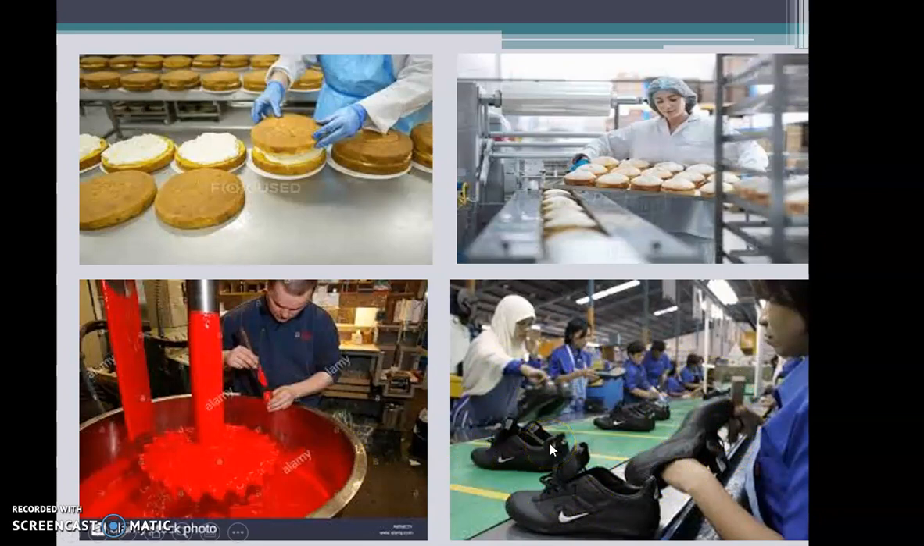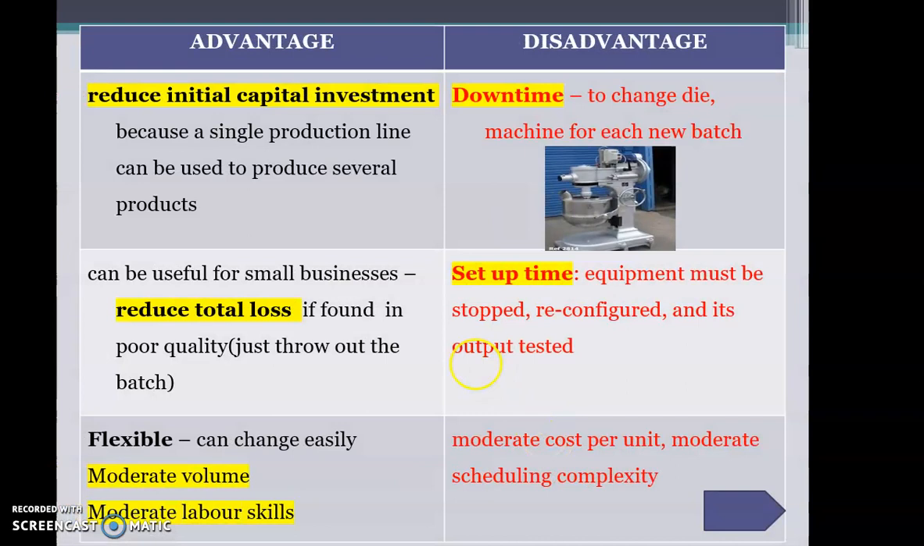So that's kind of the batch production. The advantage of the batch is to reduce initial capital investment, in which you just buy one piece of equipment for the line, and it can change into different batches. For example, you can change the flavor of the cake, from the fruit cake to chocolate cake, using the same machine and oven.